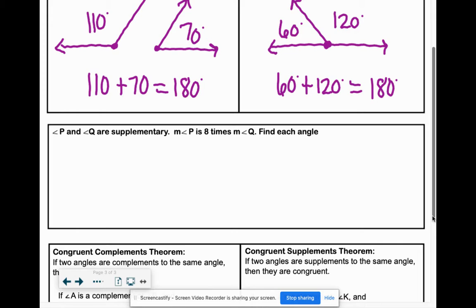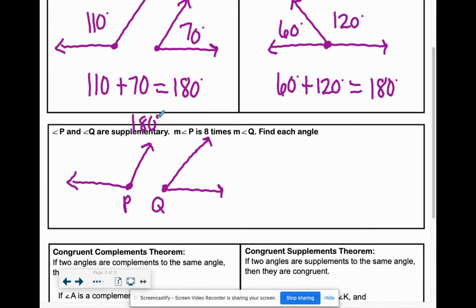Okay, our last one. Angle P and angle Q are supplementary. The measure of angle P is 8 times the measure of angle Q. Find each angle. I think we should draw a picture because pictures are worth 1,000 words. So here's my angle P. Here's my angle Q. It says they're supplementary, so what do they have to add to? 180. Yes. Okay, so I know they add to 180.